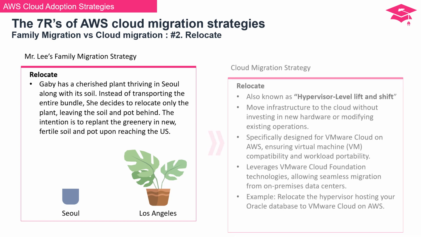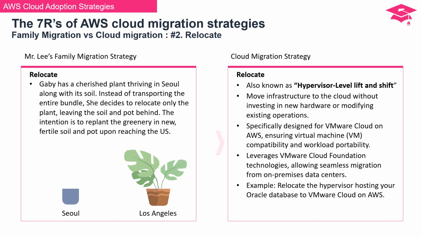In cloud migration strategy, relocate is also known as hypervisor-level lift and shift. It involves moving infrastructure to the cloud without the need for new hardware or modifications to existing operations. Specifically tailored for VMware Cloud on AWS, ensuring virtual machine (VM) compatibility and workload portability. It leverages VMware Cloud Foundation technologies, facilitating a seamless migration from on-premises data centers. For instance, you can relocate the hypervisor hosting your Oracle database to VMware Cloud on AWS.